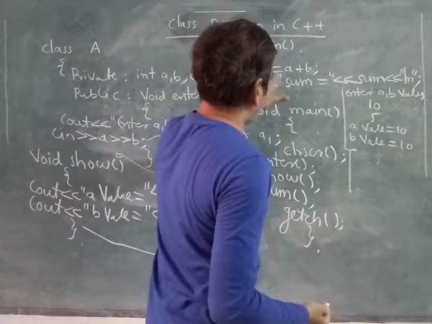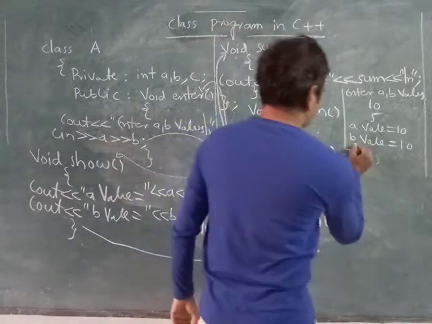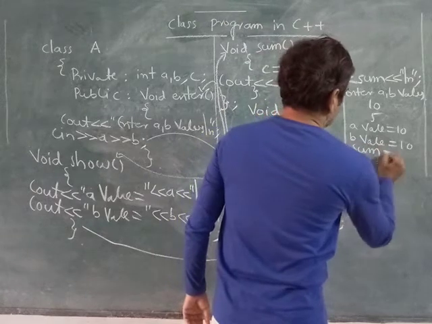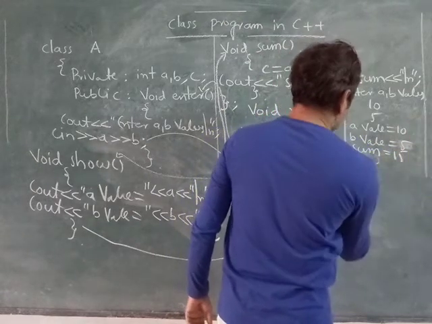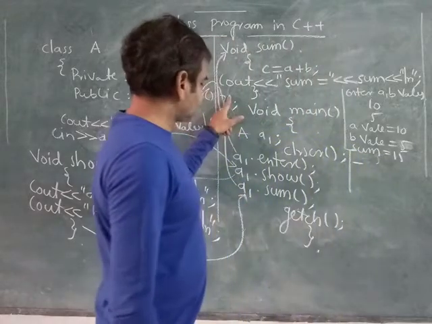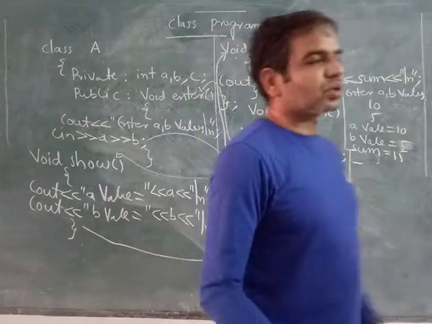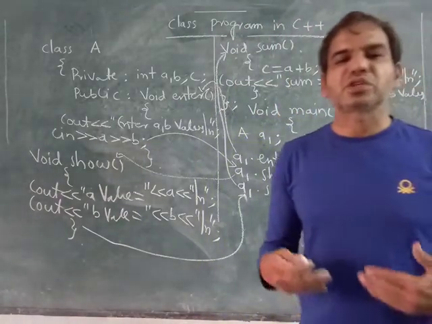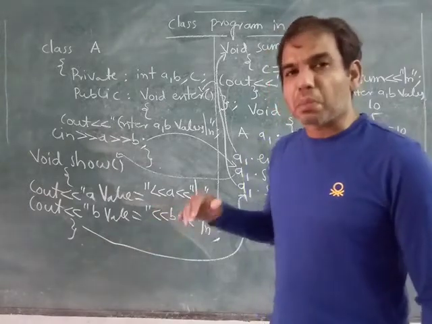Sum means here finding the a, b addition, then I am assigning it to c. Then sum is equal to, sorry, 10 plus 5, 15. Slash n is there, the cursor comes here. So after completion of this one, the cursor comes here, then gets here, then gets here. So this is the way of execution of a class program in C++.